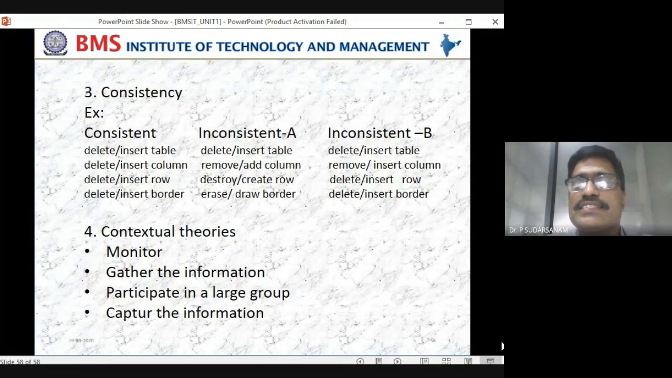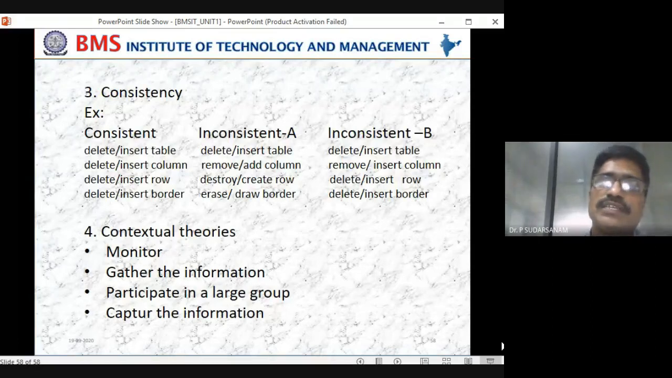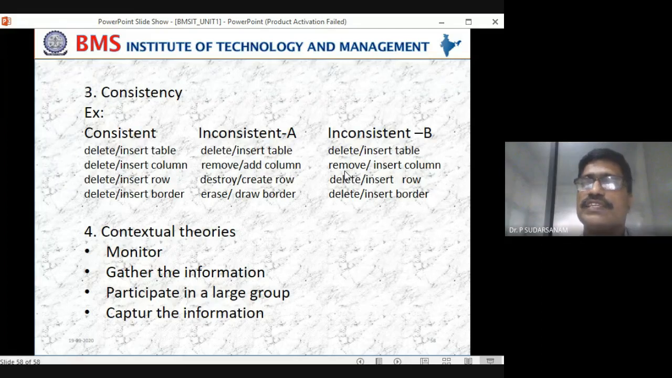Now inconsistency of B: delete, insert the table, that is okay, the first one. Next, you have done remove, insert the column. We have not used delete, that is why it is inconsistent here. Next is delete, insert the row. This is called consistency. Next is delete, insert the border. But here the second one is inconsistent. If you go for the second, third, fourth in the consistency of A, there is no inconsistency.